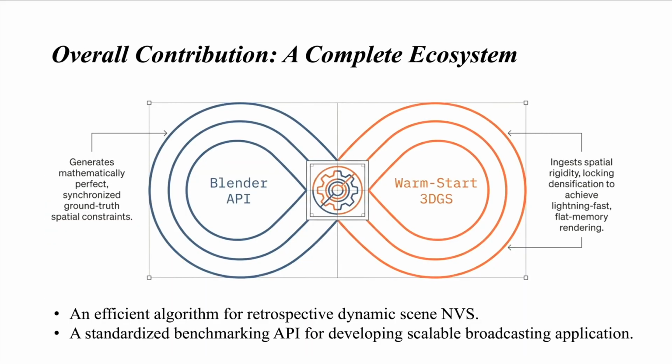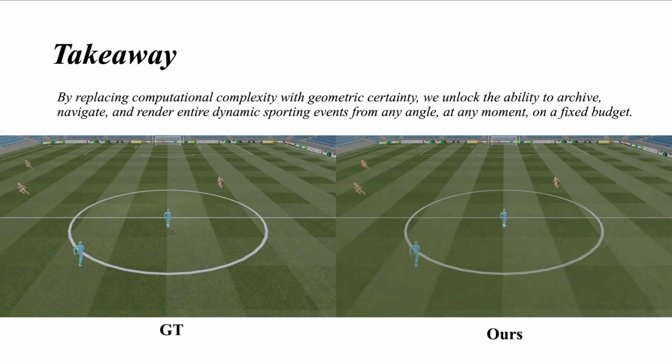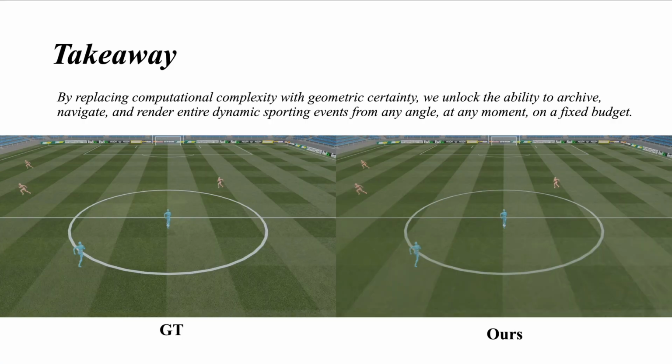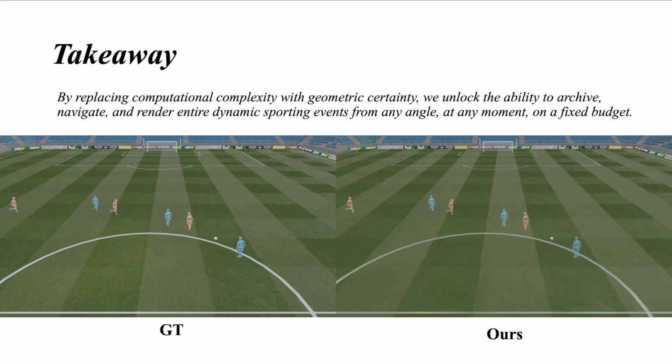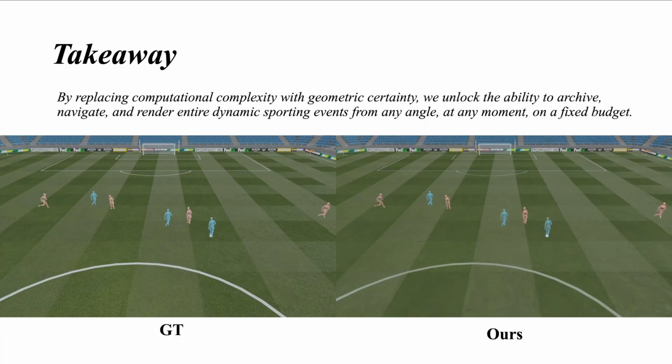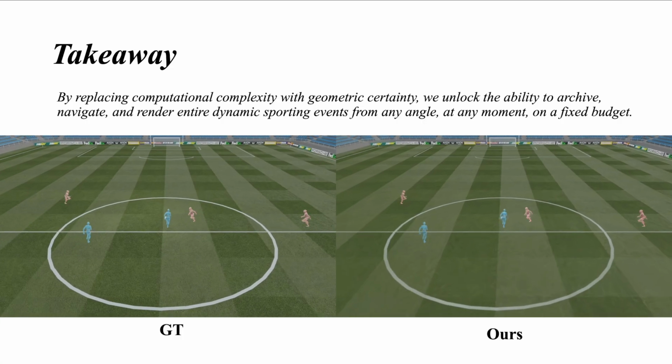We see our proposed work as a closed-loop complete ecosystem for dynamic scene novel view synthesis. The Blender API generates perfect ground truth spatial constraints, which our warm start 3DGS then ingests. By locking densification and leveraging spatial rigidity, we transition dynamic NVS from custom-made experiments into scalable broadcast infrastructure. In conclusion, the future of retrospective broadcast lies in replacing computational complexity with geometric certainty. By using standardized data and fixed capacity, we unlock the ability to archive, navigate, and render entire dynamic sporting events from infinite viewpoints on a fixed budget.